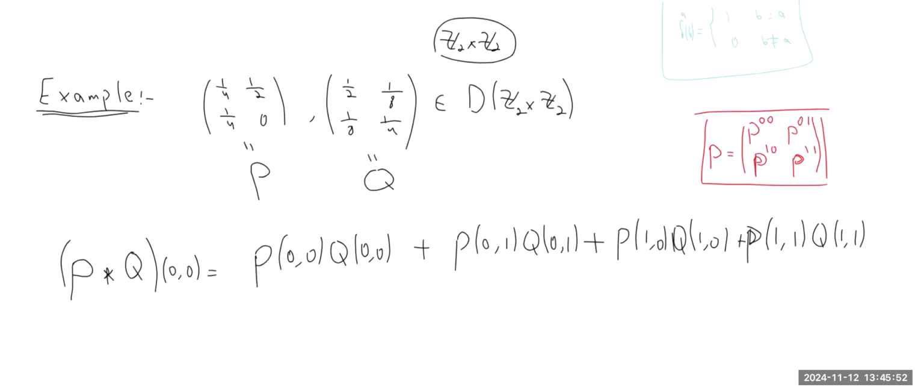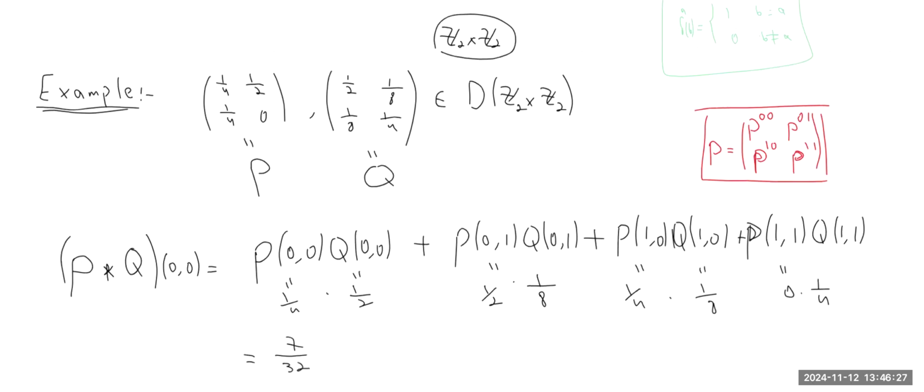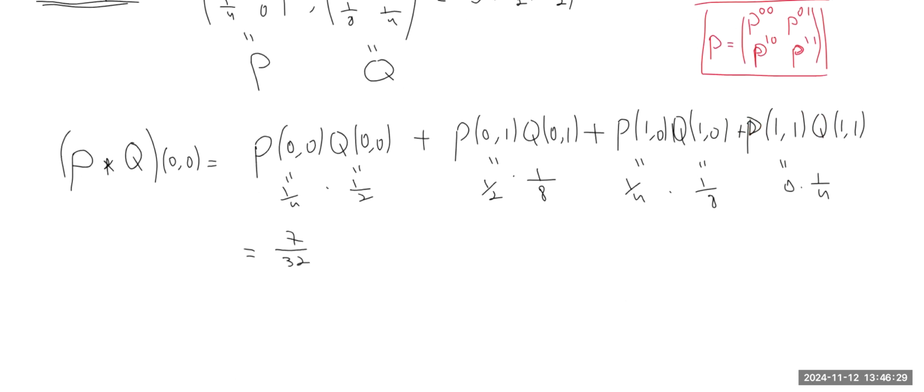It's a quarter, and this is a half, right? We take this product. This one is a half, and here it's 1 over 8, and so on. I already calculated it. So at the end, we will get 7 over 32.